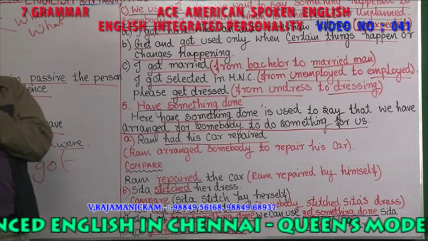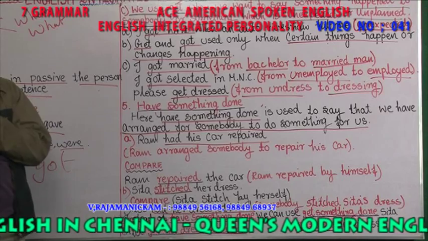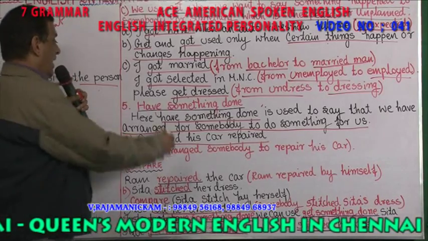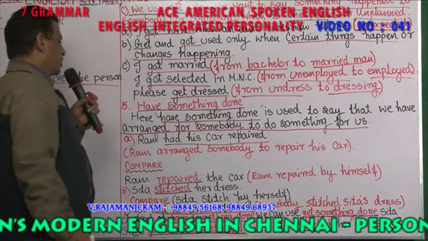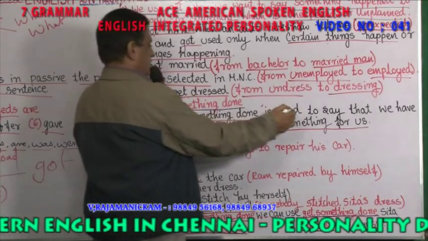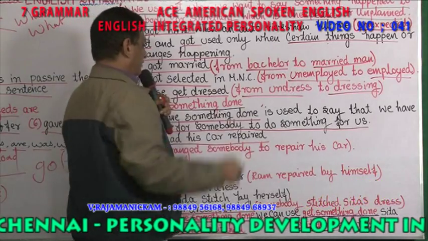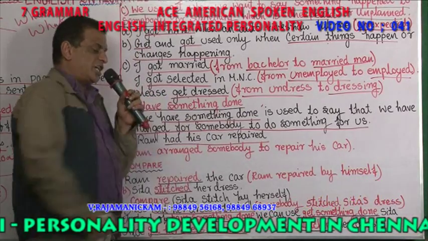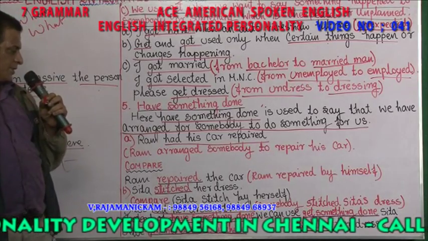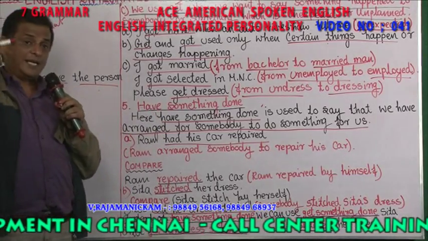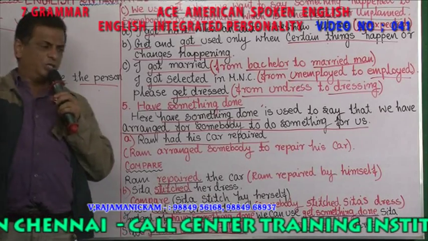I got transformed by reading the Bible. What do you mean by that? I became a good person. So, have something done. Here, have something done is used to say that we have arranged for somebody to do something for us. Had something done means you are arranging somebody to do something for you.